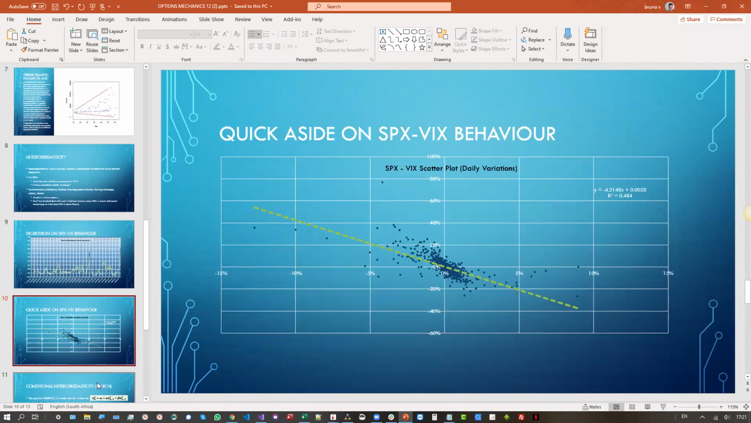This is the SPX-VIX behavior on a scatter plot. Here is the SPX move, and here is the VIX move. What we see is that there's generally not such a strong correlation. The strong correlation is valid on the previous plot, which is here. Yes, there's a correlation on nominal prices.